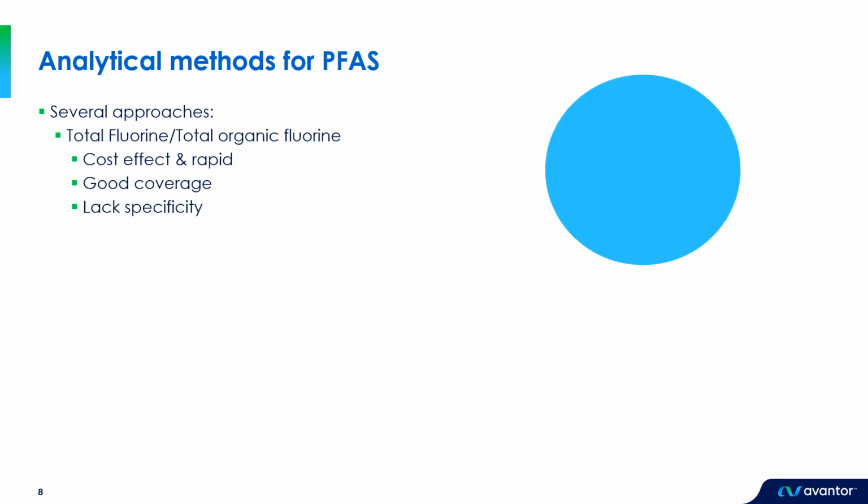At this point, it's worth mentioning that we have several approaches we can look to employ for PFAS analysis. So we could utilize total fluorine measurements, which are cost effective and rapid and have very good coverage. So we'll give you a reasonable proxy measurement for total PFAS load of our samples. However, this approach lacks specificity. If we imagine the blue circle here is the total PFAS content we're measuring, well, this is actually made up of a lot of individual PFAS components, and what we want to do is obtain information for those individual compounds.